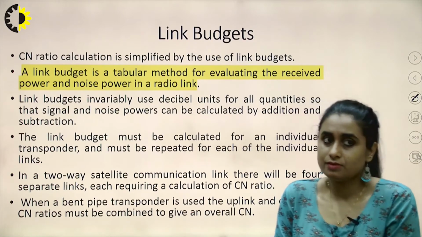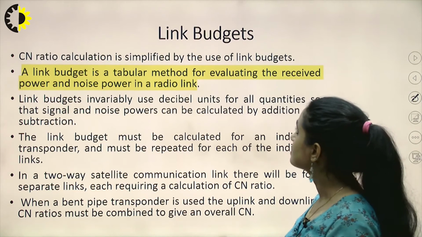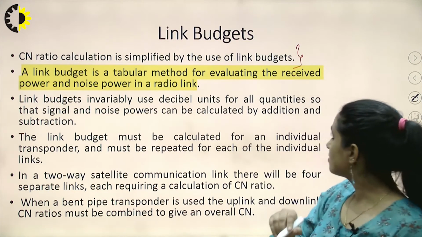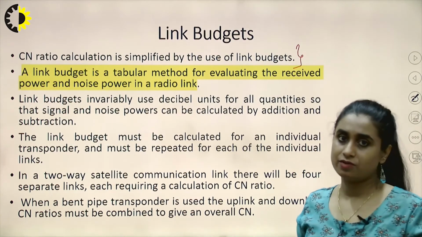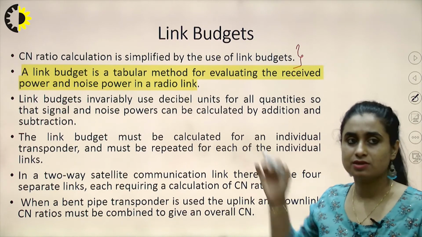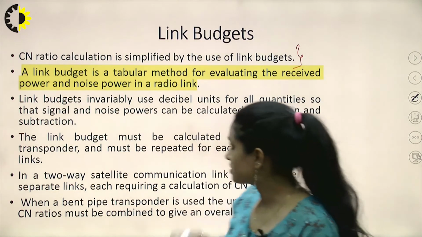Now let's talk about link budgets. C/N ratio calculation is simplified by the use of link budgets. We have discussed this in an elaborate way in our previous lectures, so you can refer to the previous lectures for the same. What is a link budget actually? This is the definition which I have highlighted here.